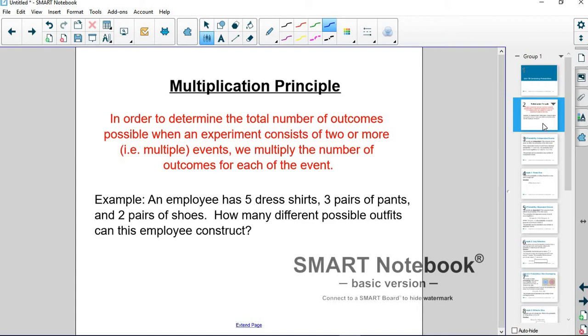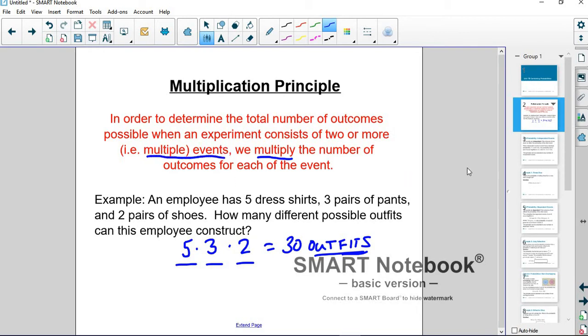An example of this is an employee has 5 dress shirts, 3 pairs of pants, and 2 pairs of shoes. How many different possible outfits can this employee put together? Well, what does an outfit consist of? A shirt, a pant, and a pair of shoes. So there are 5 different shirts and 3 different pairs of pants and 2 different pairs of shoes. If you multiply that all together, you get 30 outfits. Very, very simple concept, but you have to remember we multiply when we have multiple events. That's what you got to remember.